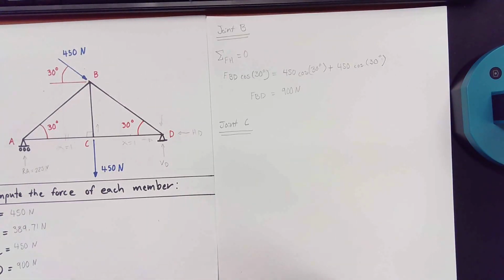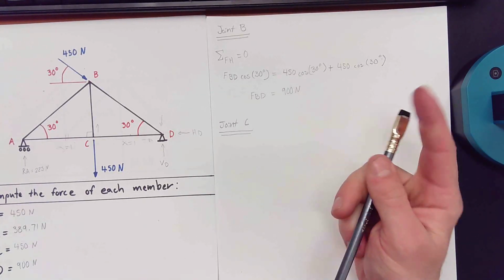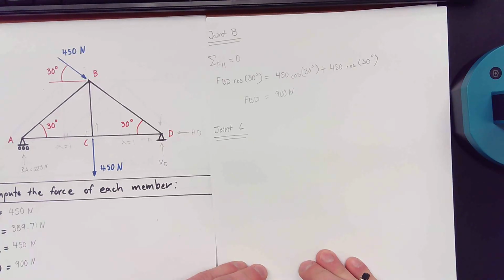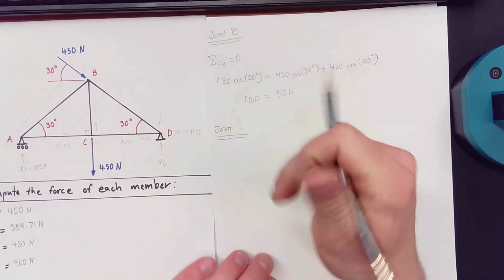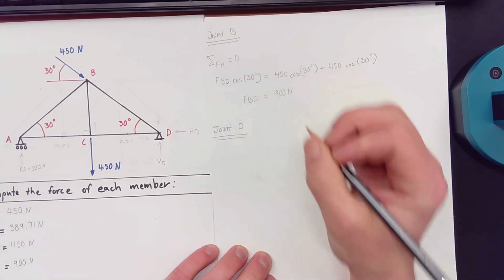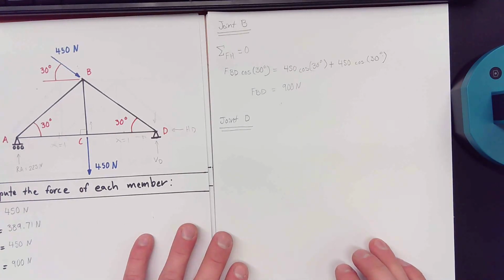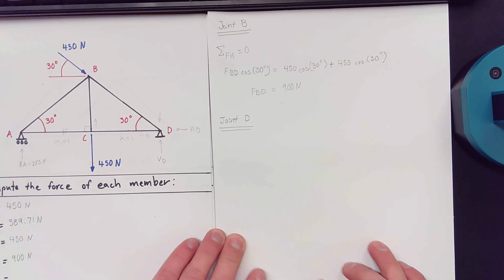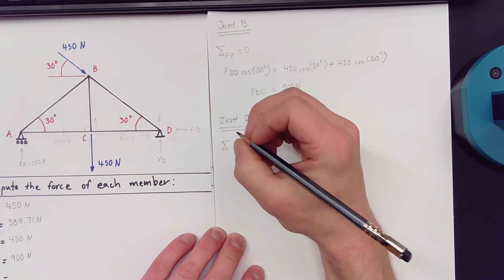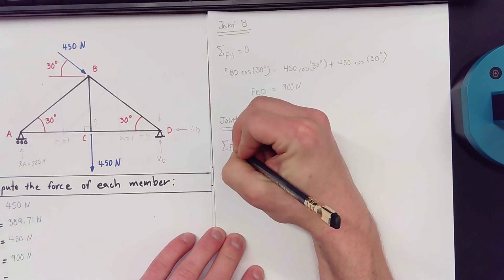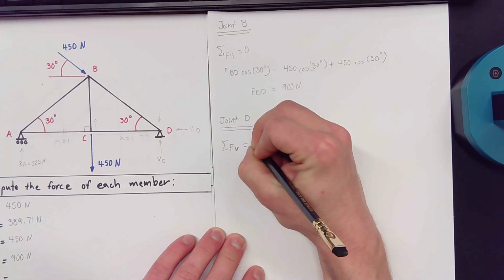All right. Okay, we did joint B. We're on to joint, what am I doing? We already did joint C. Not joint C. Joint D. All right, we're on to joint D, our last and final joint. So, what's the formula? Can you guess? Ooh, capital sigma, the forces in the vertical direction are equal to a big fat whopping 0.